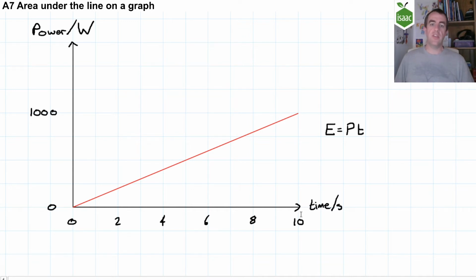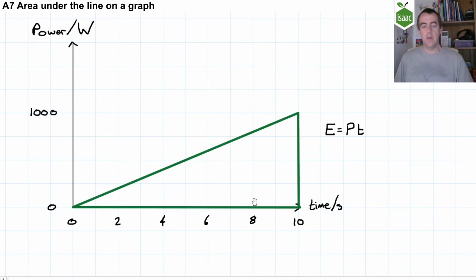Now, if we were to just say at 10 seconds, what's the energy transferred? Well, that's 1000 times 10. That would clearly be incorrect, because we can see that we've been transferring less energy earlier on. What I'm hoping you can see is that now what we have is a triangle. So the energy transferred is the area of that triangle.